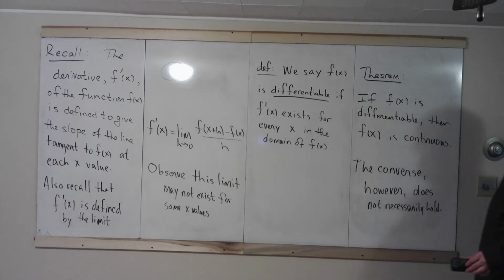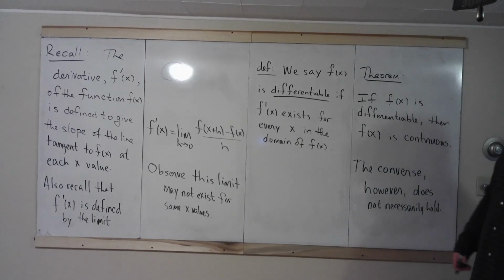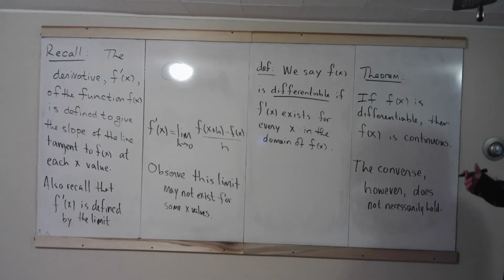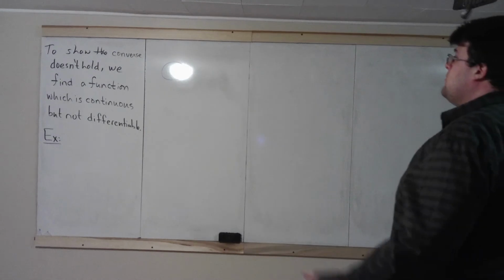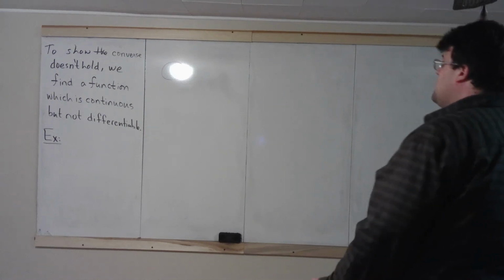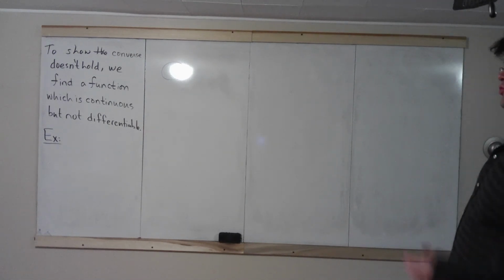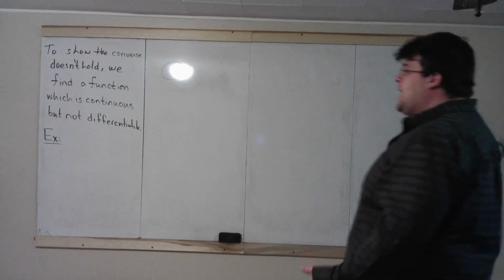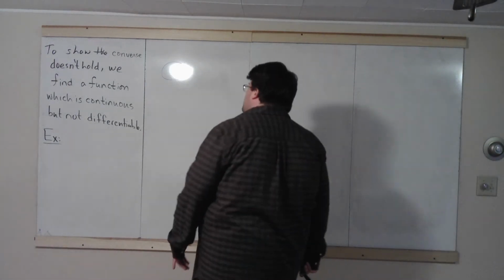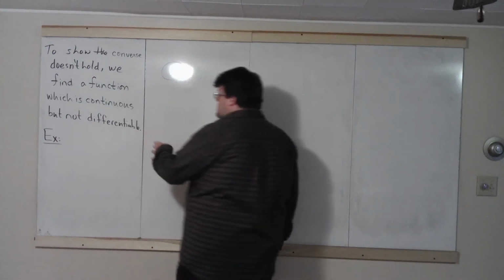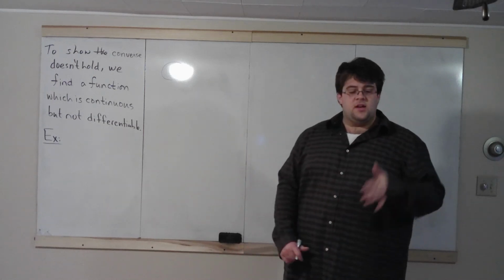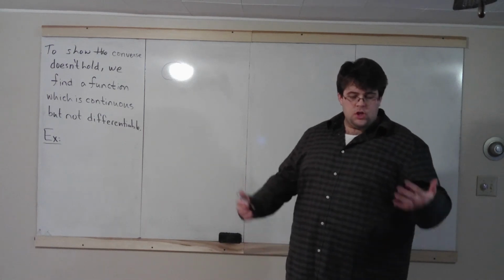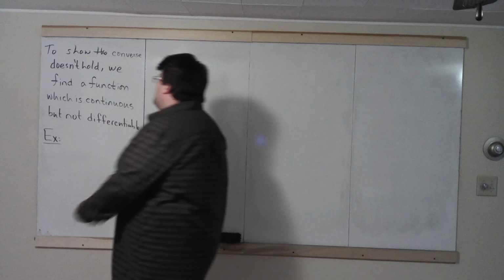The converse does not necessarily hold, meaning the statement, if f is continuous, then f is differentiable, does not hold. Let's take a look at what that looks like. To show the converse doesn't hold, we're going to find a function which is continuous, but not differentiable. And remember, to show a function is not differentiable, all we need to do is find one x value at which the derivative does not exist.